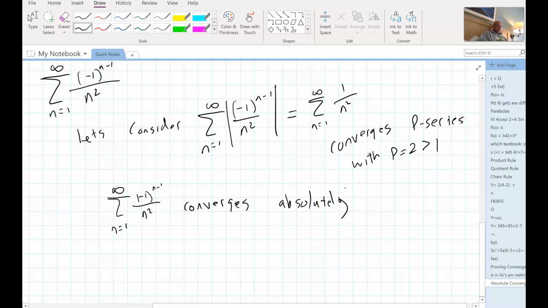Converges absolutely, which implies that it converges. Right? So again, it's a handy test as long as you can get convergence. It doesn't help to get divergence.